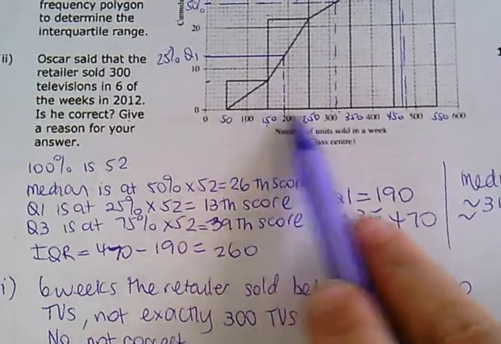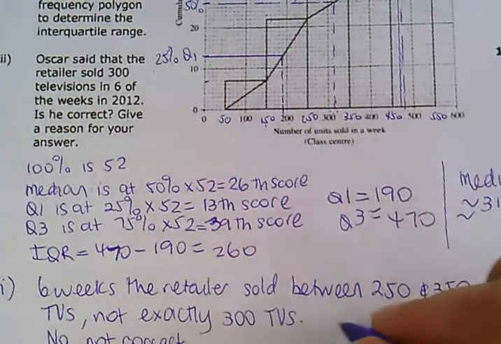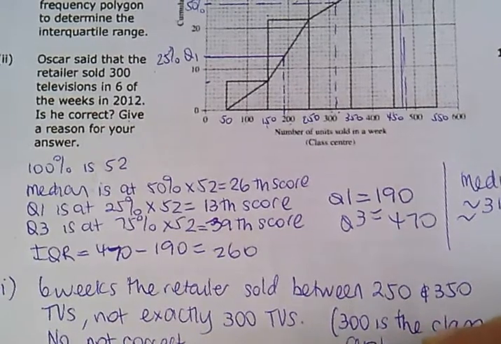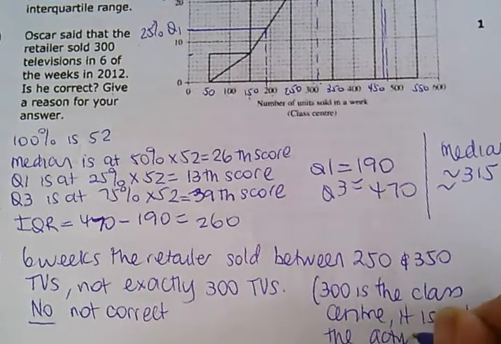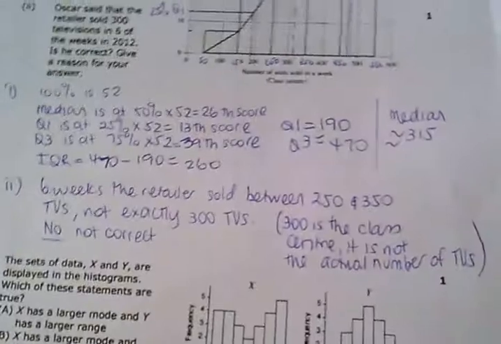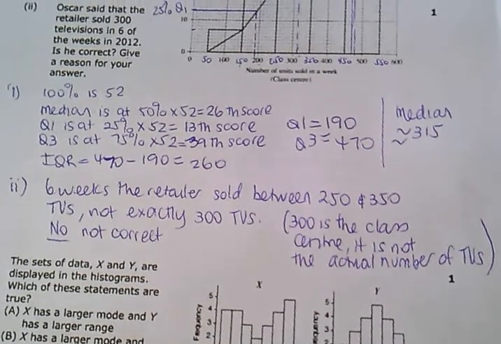This along here is continuous data. Okay, and it's group data. So 300 is the class center. It is not the actual number of TVs. Do we get that? So it's different if the numbers down the bottom were 1, 2, 3, 4, 5, 6. They would be just individual data. But this is class center. So you need to say no, he's not correct. The retailer sold between 250 and 350 TVs.